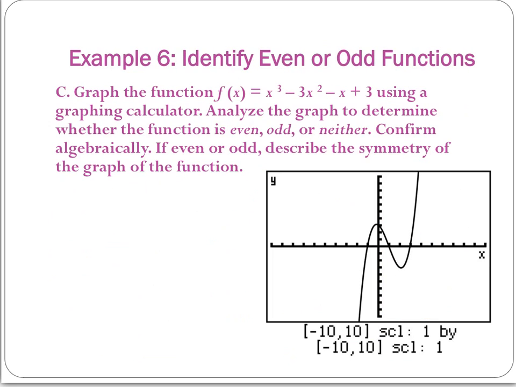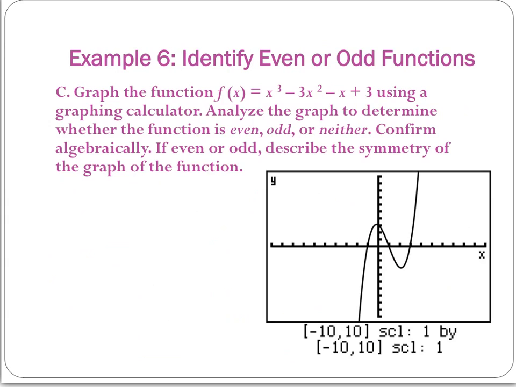In example 6, we're going to determine even or odd functions. In part C, we're going to graph the function f of x equals x cubed minus 3x squared minus x plus 3 using a graphing calculator, and we're going to analyze the graph to determine whether the function is even, odd, or neither. Confirm algebraically. If even or odd, describe the symmetry of the graph of the function.